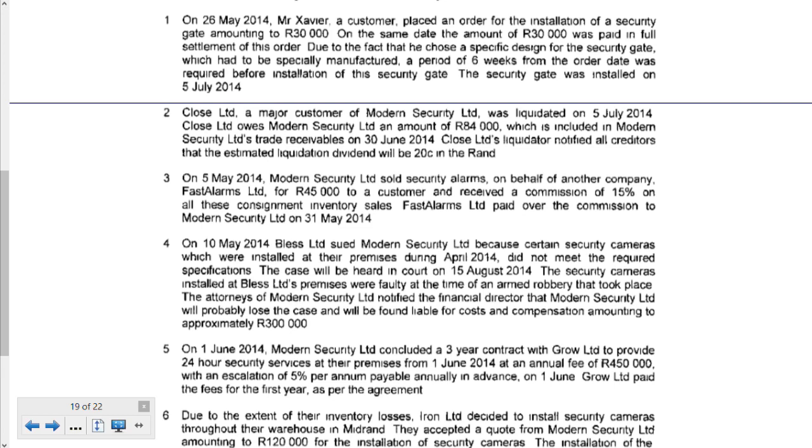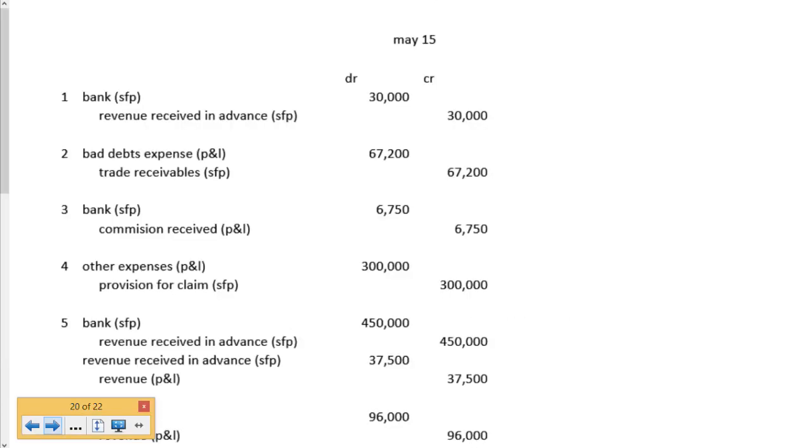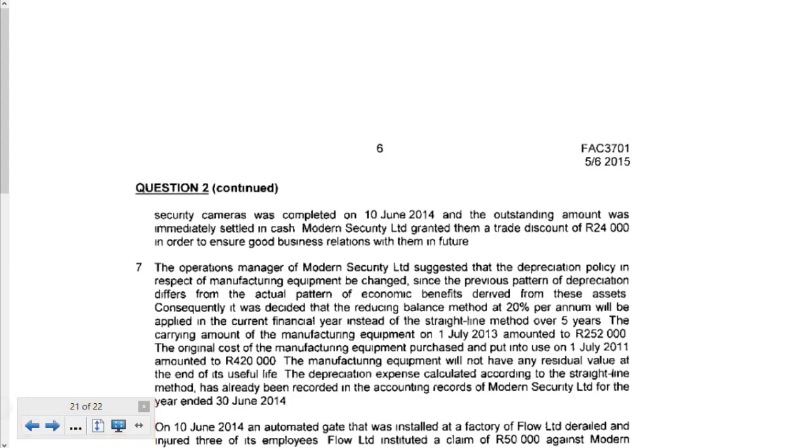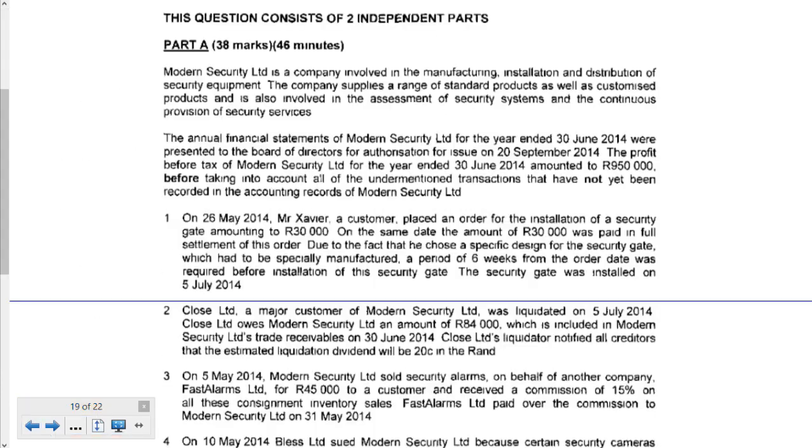There is a present obligation as a result of a past event. Cameras were faulty. We've been sued. There is a probable outflow of economic benefits. We will have to pay according to the lawyer. And the only uncertainty is the amount. So it's therefore a provision. So I'm going to create a provision for claims of 300,000 Rand, and it's going to go into expenses in my P&L. Sorry, I'm going the wrong direction.